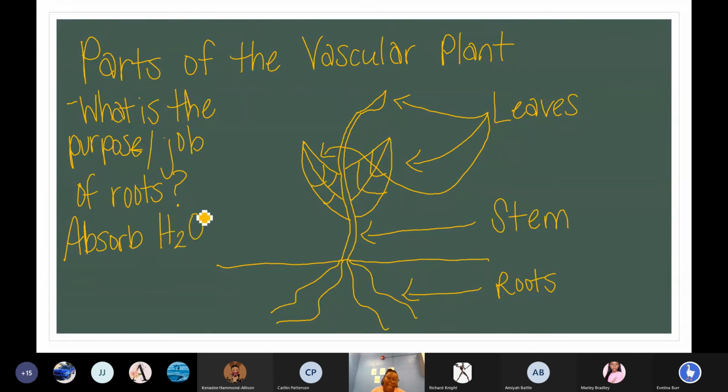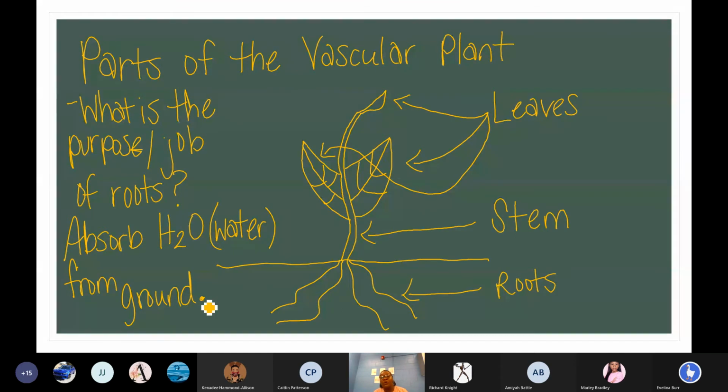The chemical symbol there is H2O. There's a reason why Miss Neville's introducing that. You're going to need to know it. They absorb water from the ground. And once those roots have absorbed that water, the stem then takes over. And the stem is going to be able to carry that water throughout the rest of the plant.